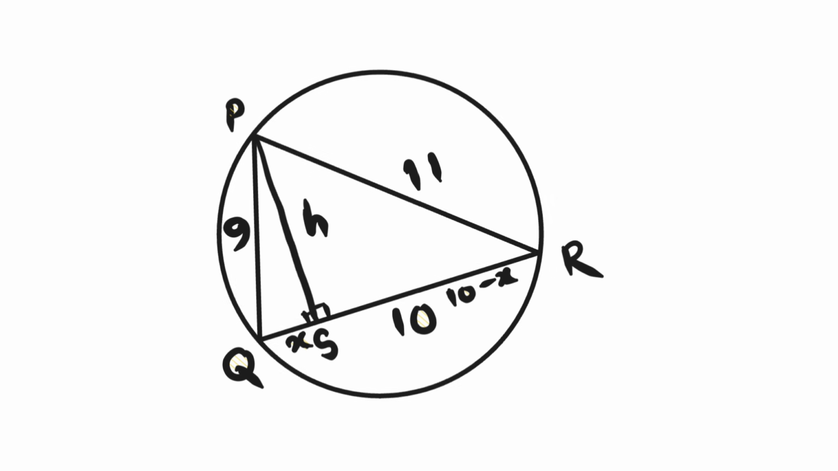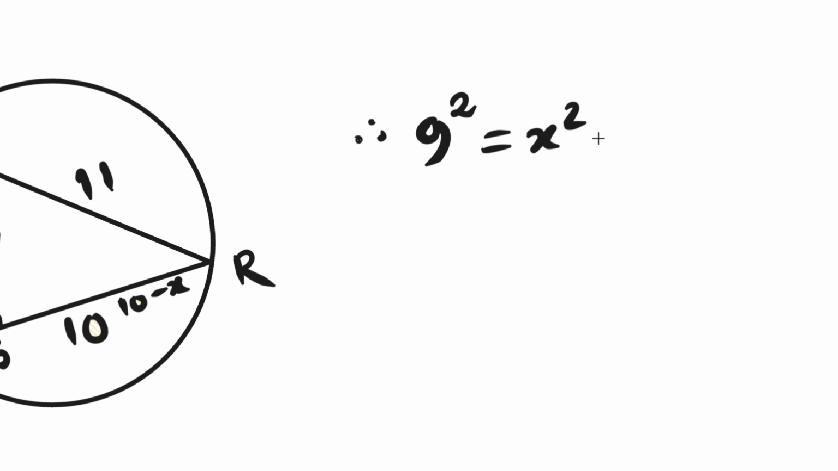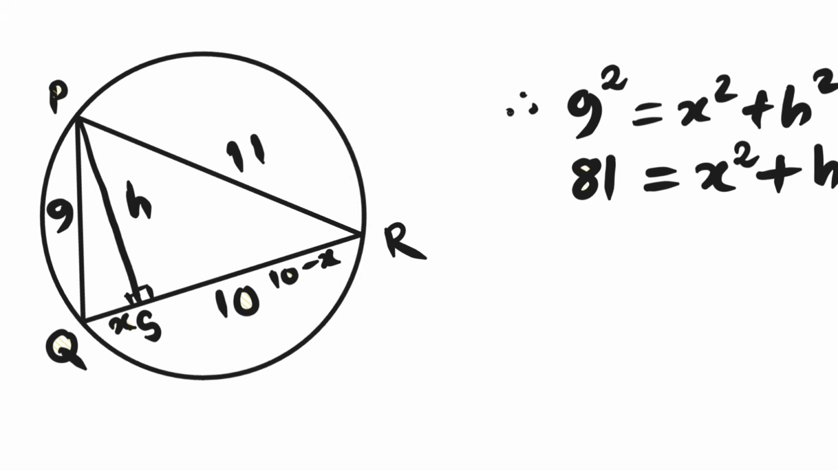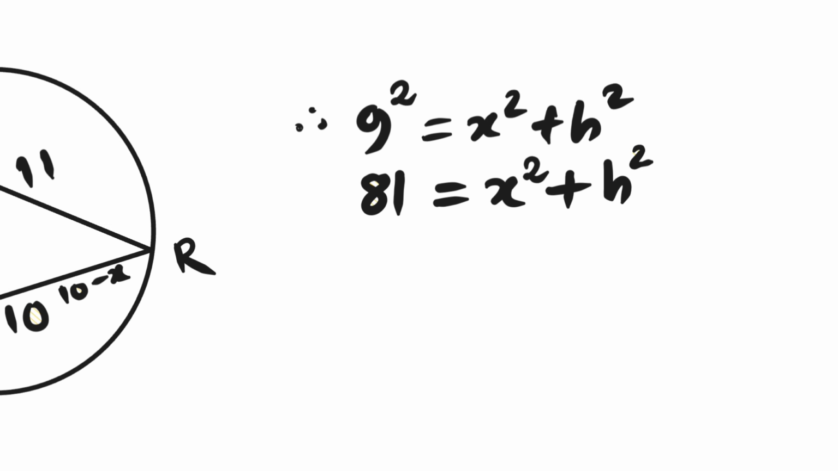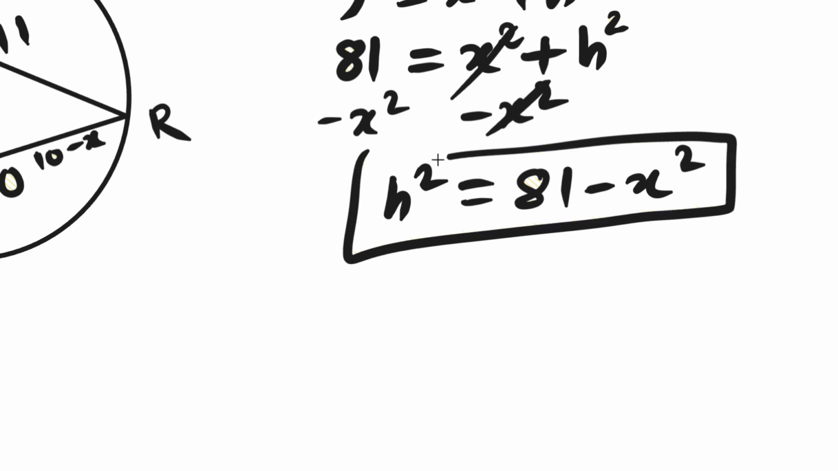By the Pythagorean theorem, the square of the hypotenuse equals the sum of the squares of the two legs. So we can write 9 squared equals x squared plus h squared. 9 squared is 81, so we have 81 equals x squared plus h squared. Now let's isolate h squared by subtracting x squared from both sides. That gives us h squared equals 81 minus x squared. Let's keep that as our first equation.